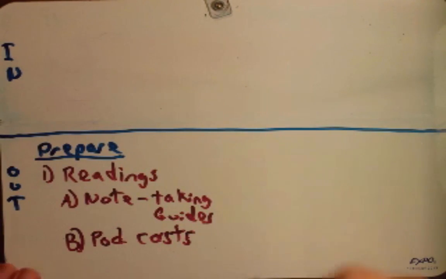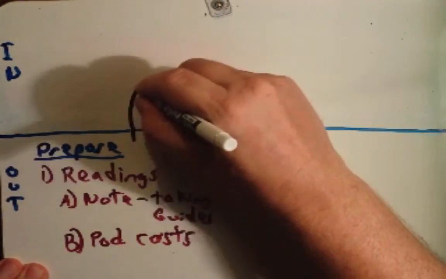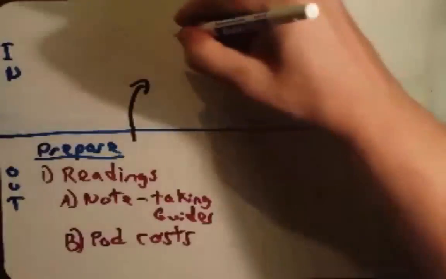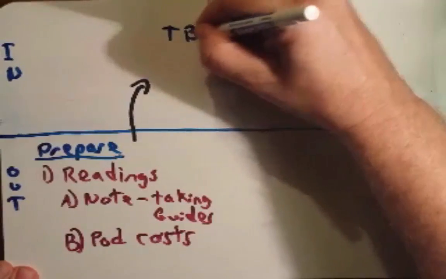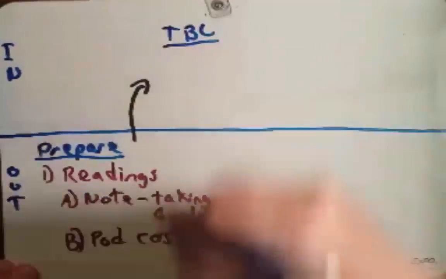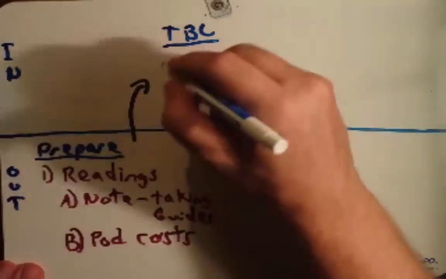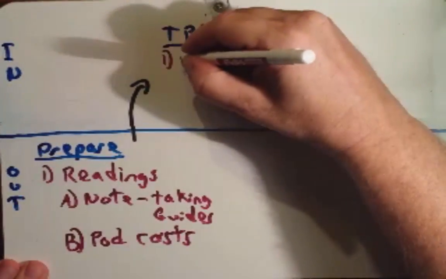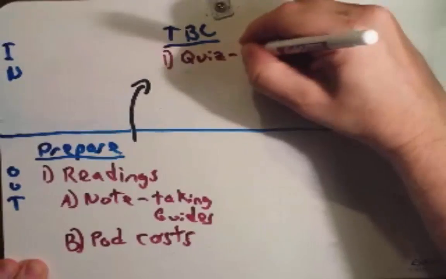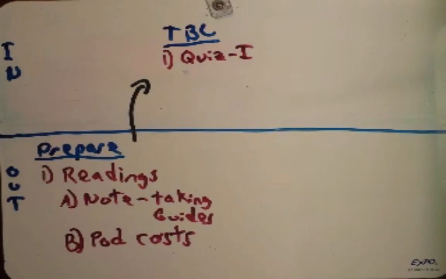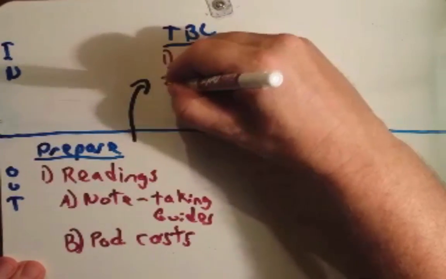Now, what happens when you come into class is where the team-based learning comes into play. And I'm just going to write this as TBL for team-based learning. The first thing you'll do when you come to class, every class except for days when we have exams, is you will take a quiz. I'm going to put an I by this for now. That just means it's an individual quiz. You'll take this one completely on your own.